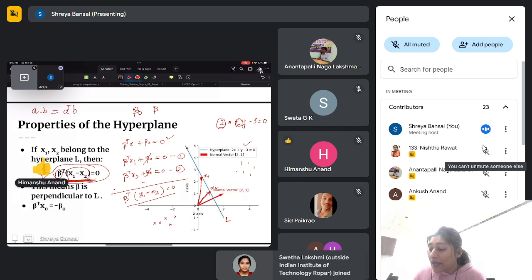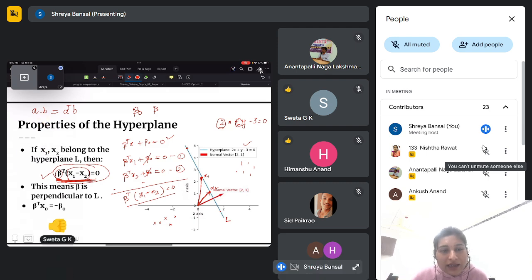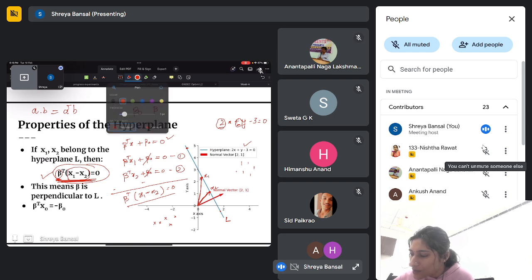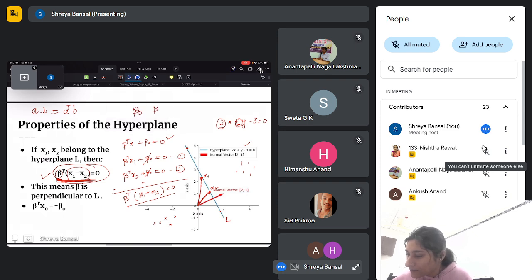Now, can anyone tell me what this vector x1 minus x2 is? Look here, that's why I gave you this geometrical representation. x1 is a vector, x2 is a vector, and x1 minus x2 is this vector.